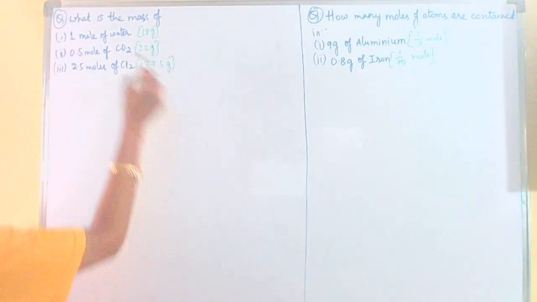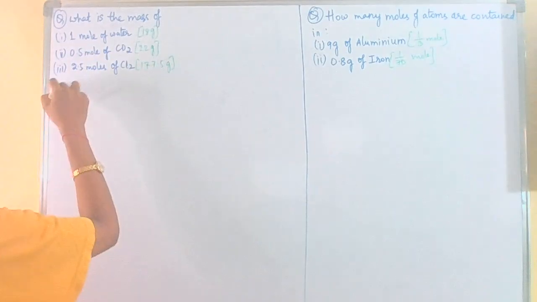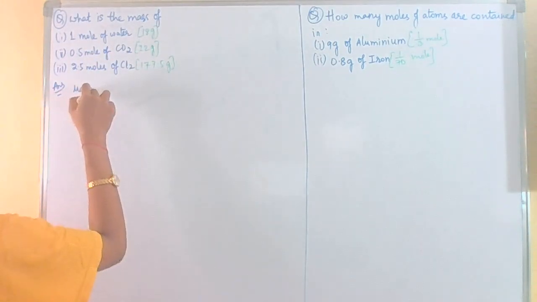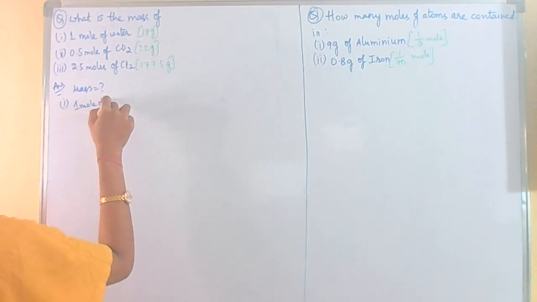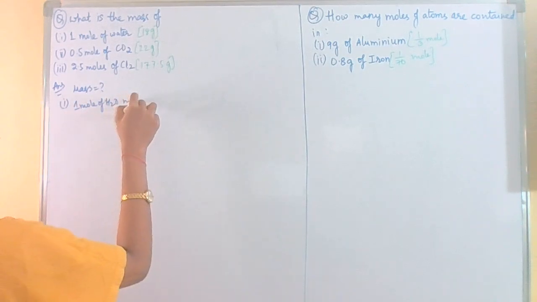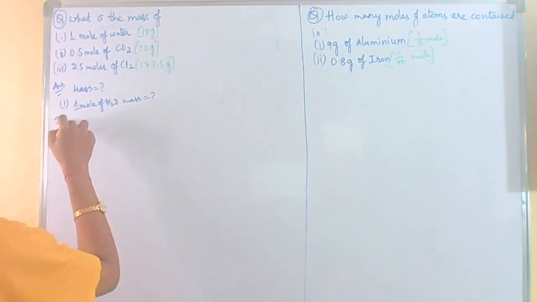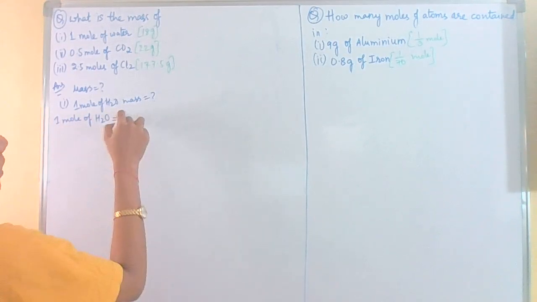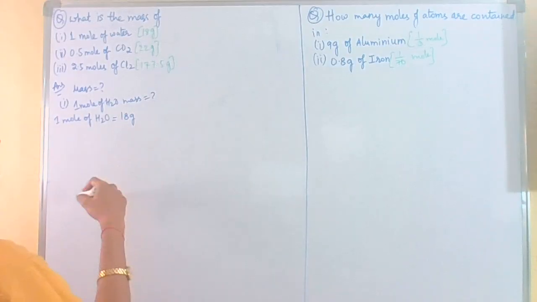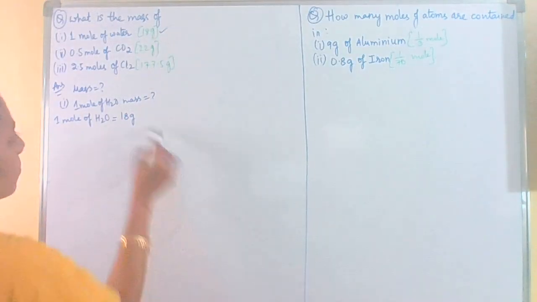What is the mass of 1 mole of water? So here they are asking the mass. First one is 1 mole of water, H2O. Mass is equal to how much? 1 mole of H2O is equal to 18 grams. So the answer is 18 grams.